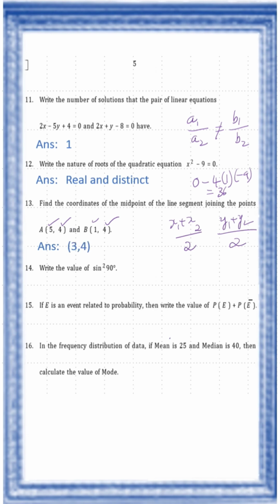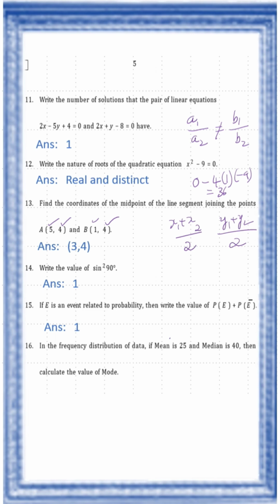Write the value of sine square 90. Sine 90 is 1, so sine square 90 is also 1. If E is the event related to the probability, then write the value of P of E plus P of not E is equal to 1.